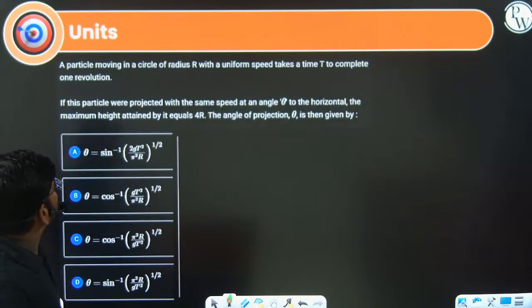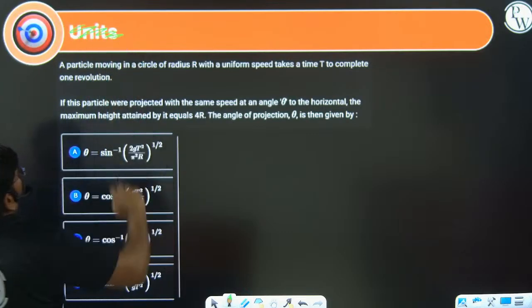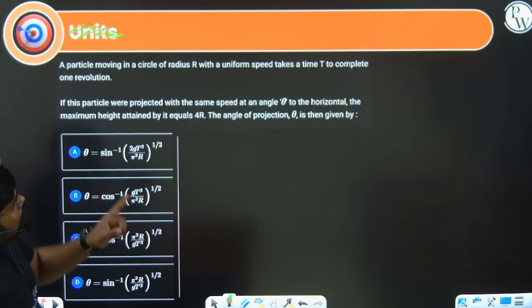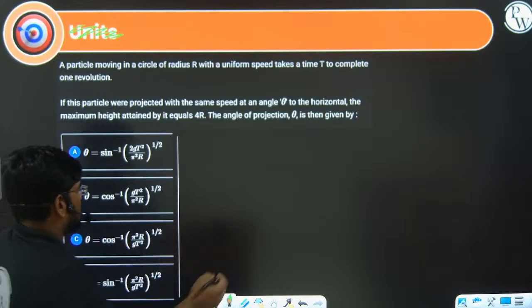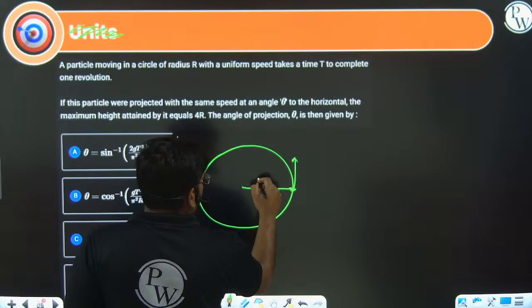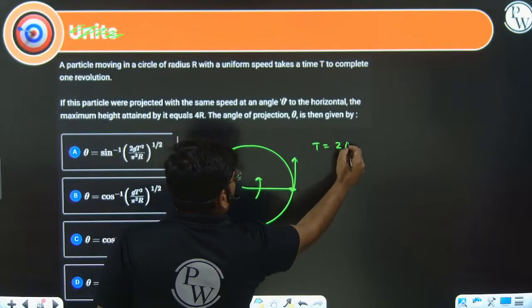Okay, then so we are on circular motion. Once again we got a question. A particle moves in a circle of radius r, and it takes t to complete one revolution. So we can say t is equal to 2 pi r by v.